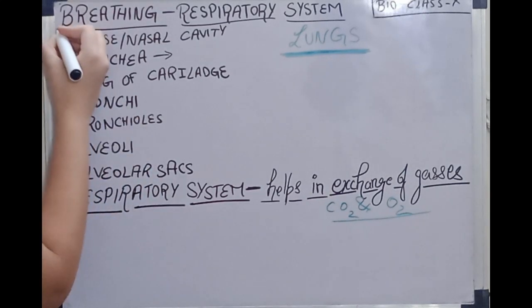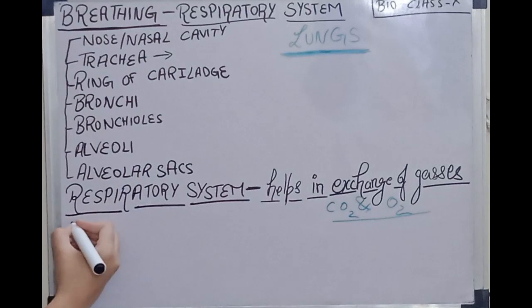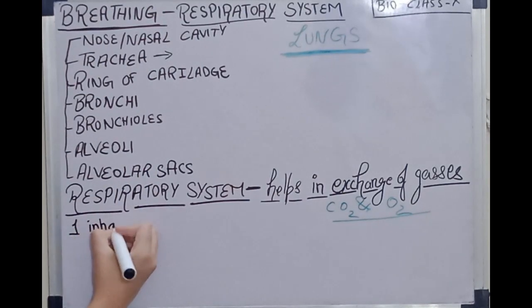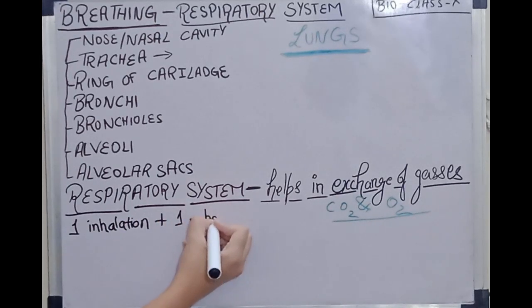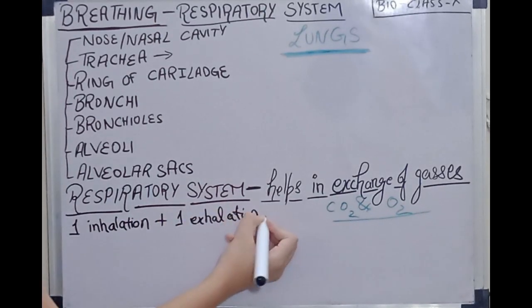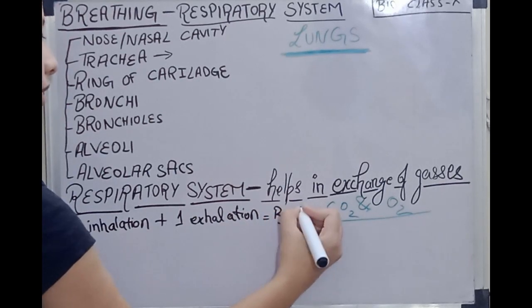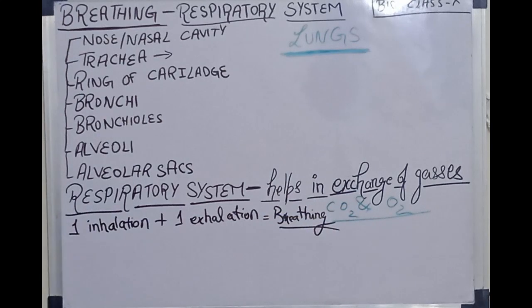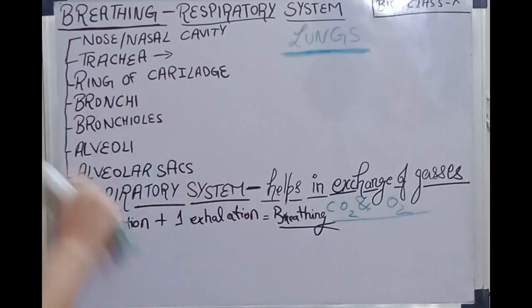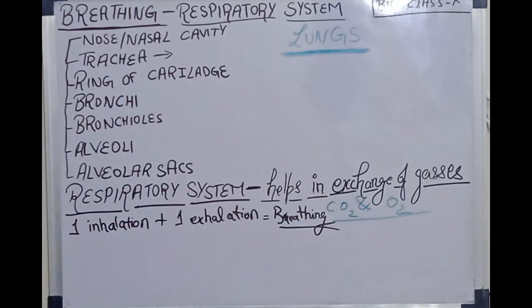Breathing से start करते हैं. Breathing is what? One inhalation plus one exhalation is equal to breathing. One time you inhale oxygen and then exhale carbon dioxide. So this whole cycle, this one cycle, is nothing but your breathing. Clear है? Okay. Breathing बता दिया, respiratory one बता दिया.